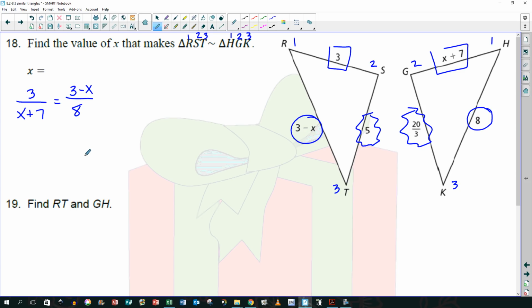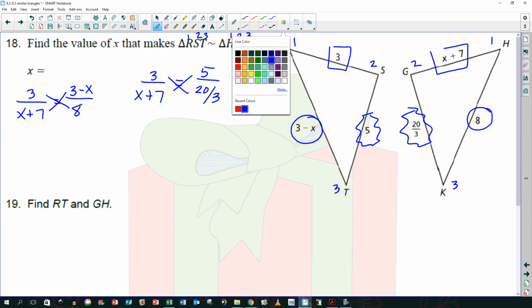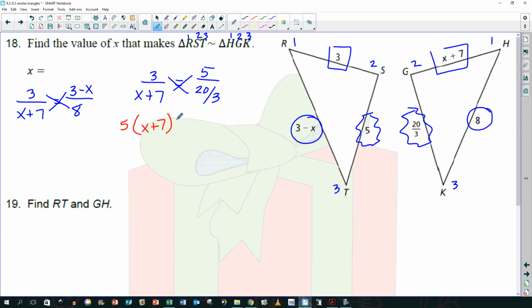I can use this proportion and do a little cross multiplying and solving and factoring and all that good stuff. Or I could also do 3 goes with x plus 7, just like 5 goes with 20 over 3. So you can cross multiply and do it this way, or we can cross multiply and do it this way. I'm going to go with this one first, and we'll do this one in class. All right, so to go this way, I've got 5 times x plus 7. To go this way is 3 times 20 over 3.